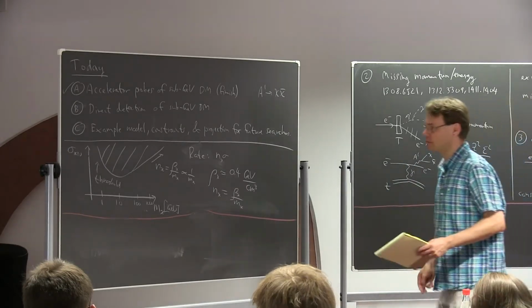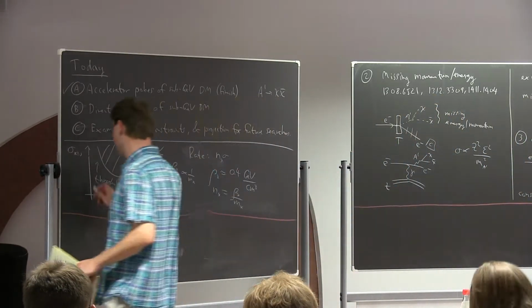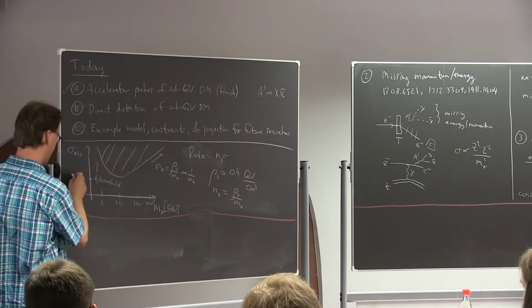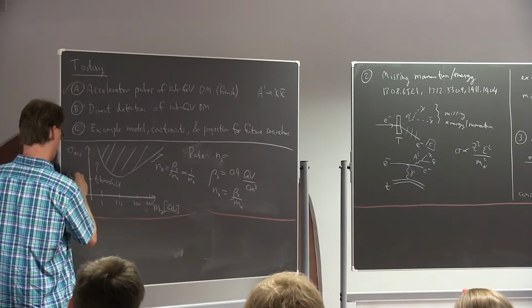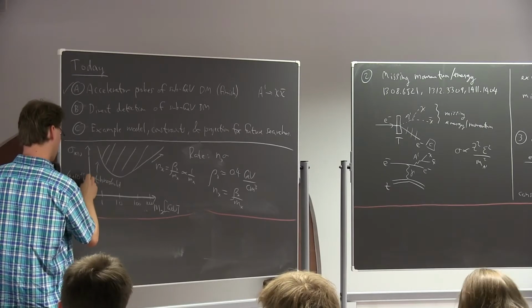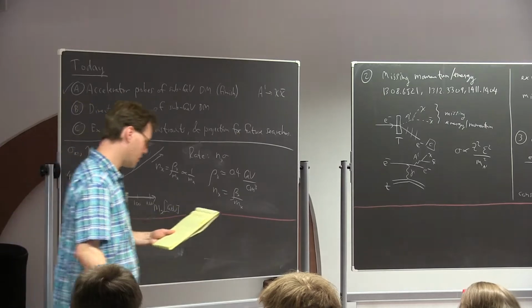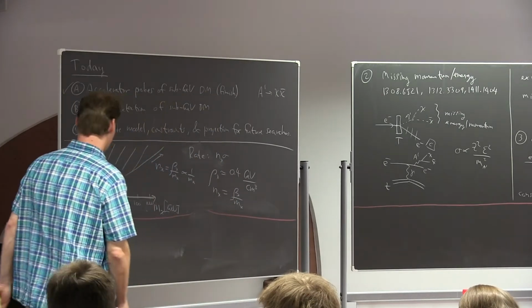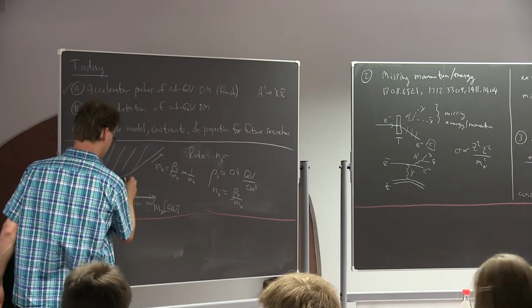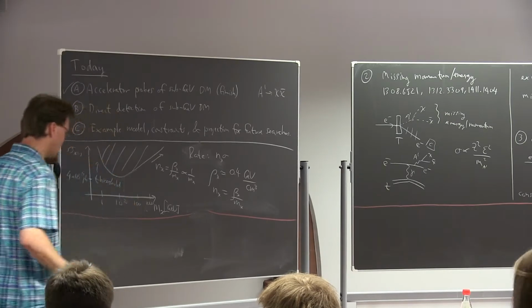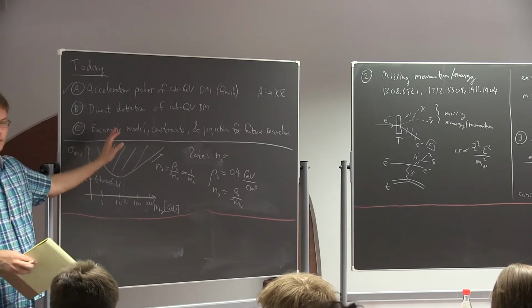So the best limit right now comes from Xenon 1 ton, and it's at 4 × 10^-11 picobarn, assuming I read the numbers correctly from the plot yesterday. And this minimum for them is at about 30 GeV. Okay. And then they have no sensitivity below a few GeV.